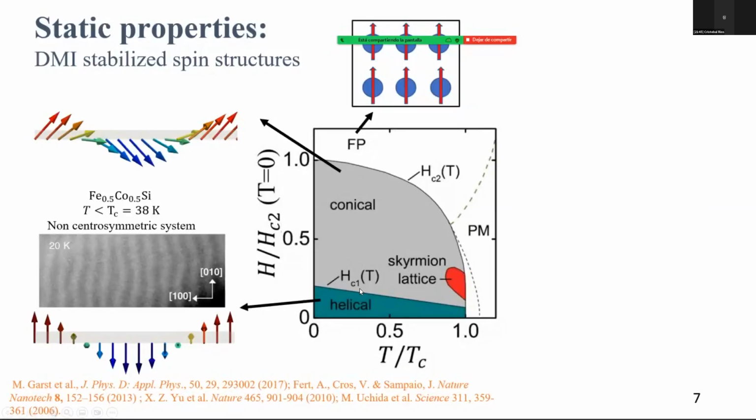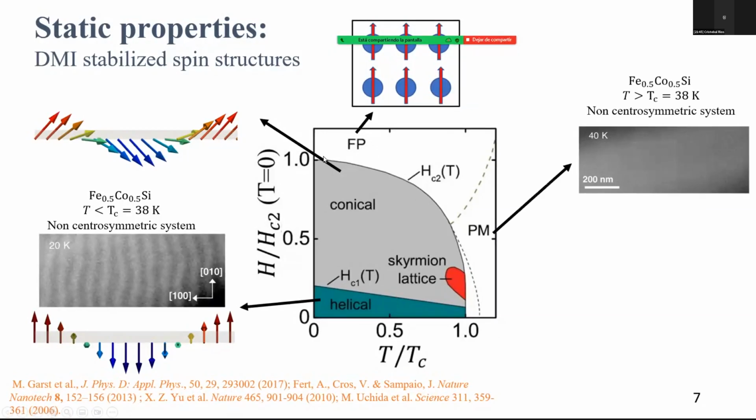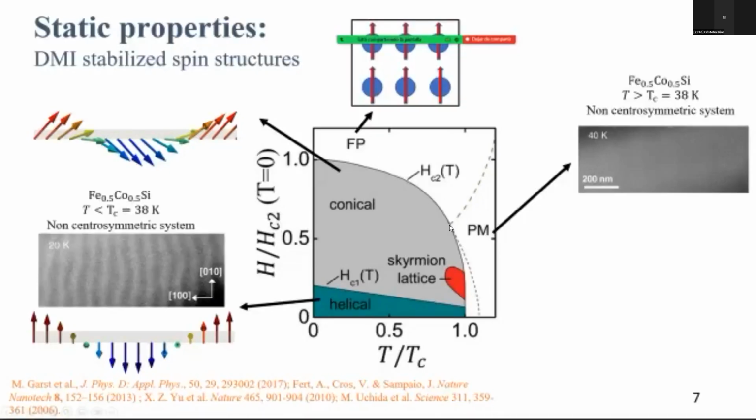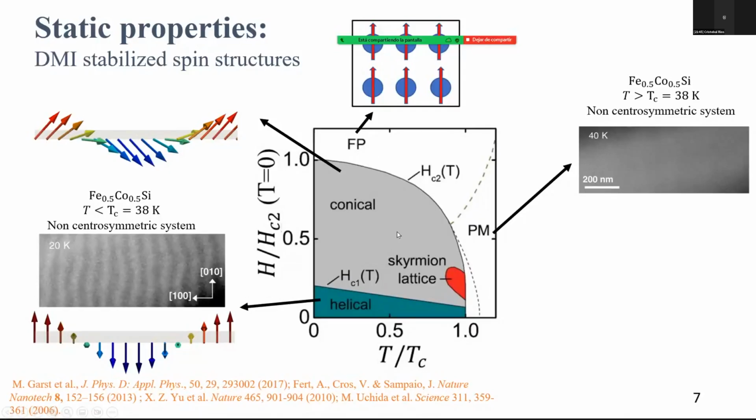And we have to be careful because we have to study the system at temperatures under the Curie temperature in the case of ferromagnetism, because if we are above the critical temperature, the system will not behave as a ferromagnet, instead it will behave as a paramagnet, and any magnetic texture will stabilize in there.